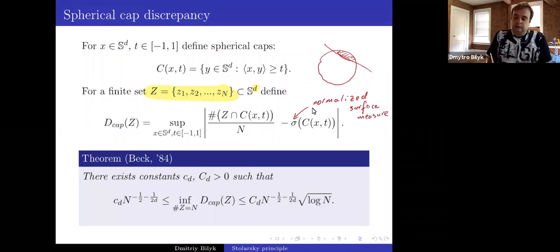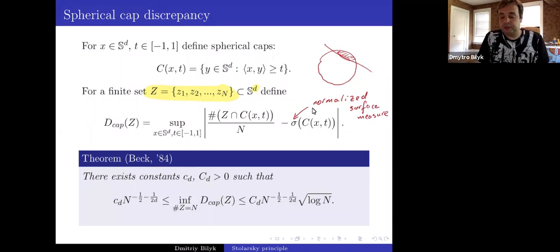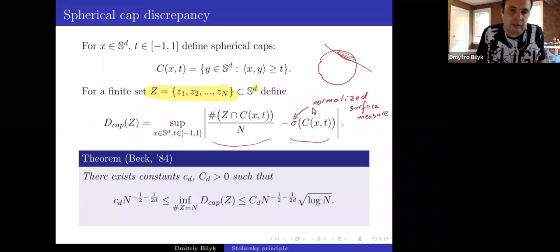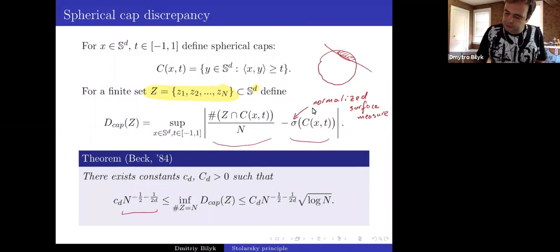For the spherical cap discrepancy, the standard supremum discrepancy, you just take the supremum over all spherical caps. So you find the worst possible error, the worst possible discrepancy between this empirical measure and the actual surface measure. That tests how good your set is. So what are the optimal, or at least almost optimal bounds for this quantity? Well, this was proved by Beck in '84, that you have this lower bound. This was proved basically by Fourier methods. And you have this upper bound.